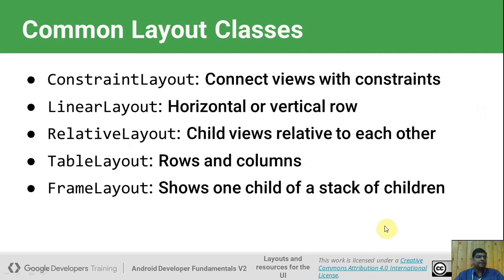Common layout classes. First is constraint layout, which connects views with constraints. Second is linear layout, that is horizontal and vertical row. Next is relative layout, child views relative to each other. Third is table layout, it has rows and columns. Next is frame layout, which shows one child of a stack of children. We will discuss it later in other lectures.